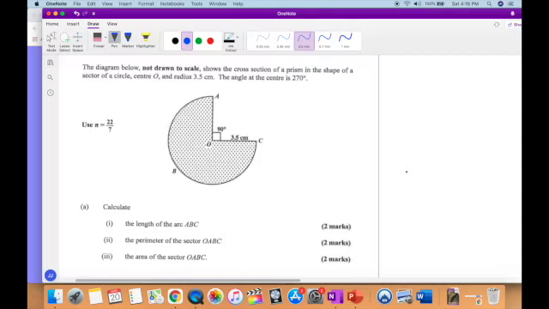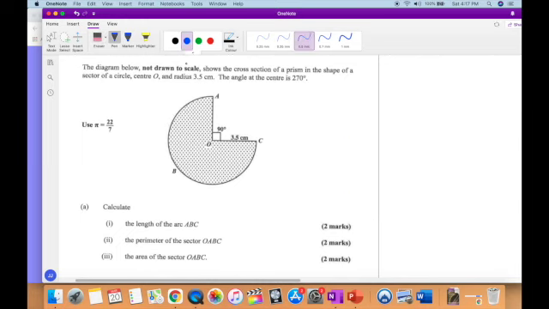Easy, right? The diagram not drawn to scale shows the cross section of a prism in the shape of a sector of a circle, center O. Right? The cross section of a prism in the shape of a sector of a circle. So a prism, I guess, in this thing looking like this. So that is the prism that they're talking about there, three-dimensional shape.